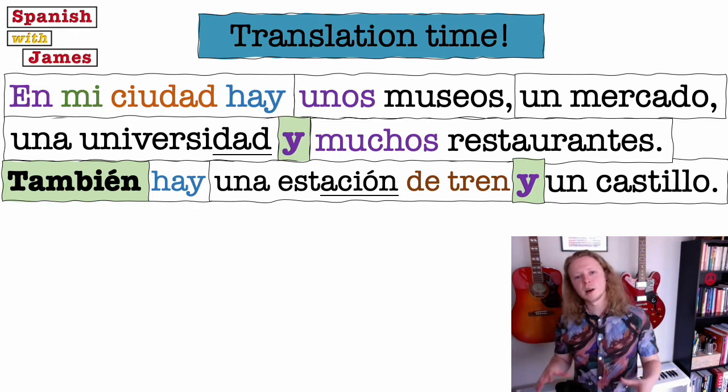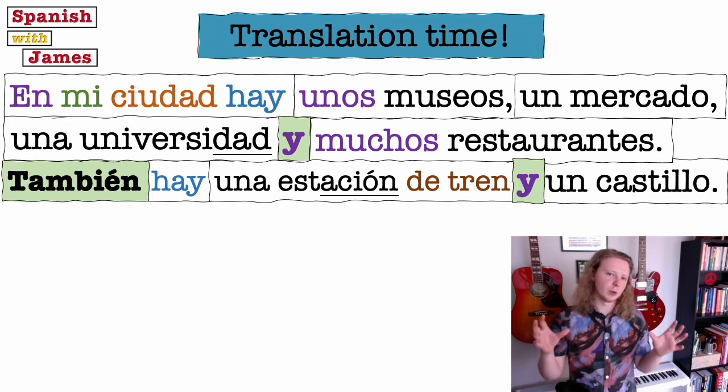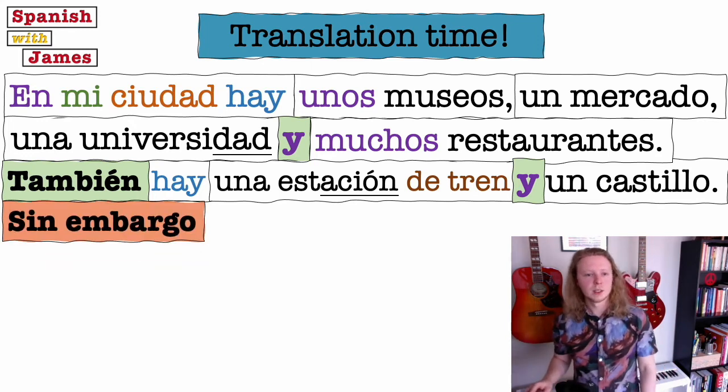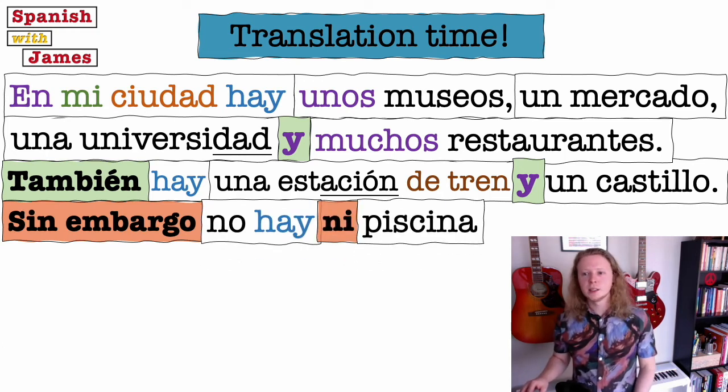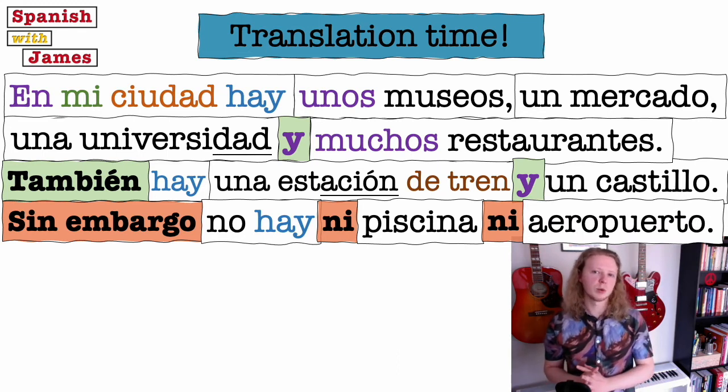Now looking at how I can contrast and give some more information, but I've already talked about what there is. Now I'm going to talk about what there is not. Sin embargo, no hay ni piscina ni aeropuerto. This is a bit trickier. See if you can work out from the context what you think this means if you're unfamiliar with sin embargo and ni.